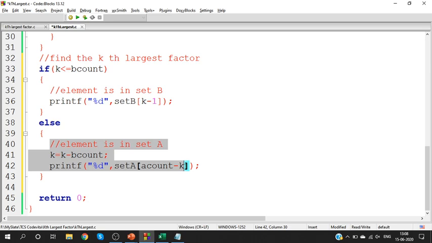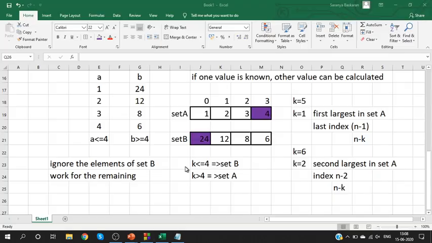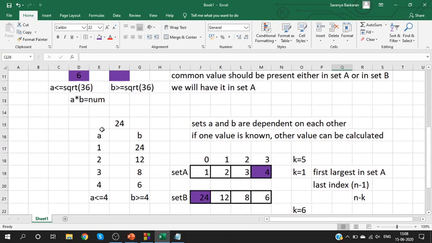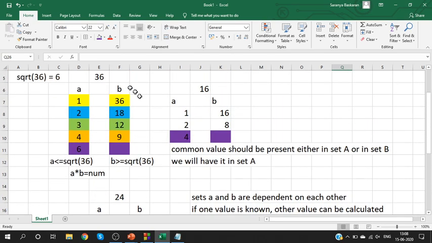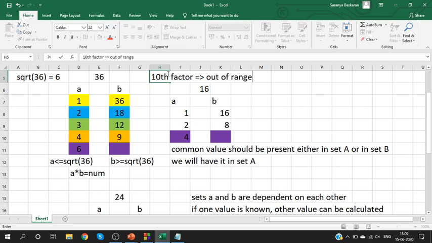There is one more case to be handled. What is that? For 36, they might ask you the 10th factor. Remember, 36 has 9 factors. They might ask you the 10th factor. If they ask you the 10th factor, it is out of range. For out of range, print 1. Remember this? We read this in the question. If the count is out of range, print the answer as 1.